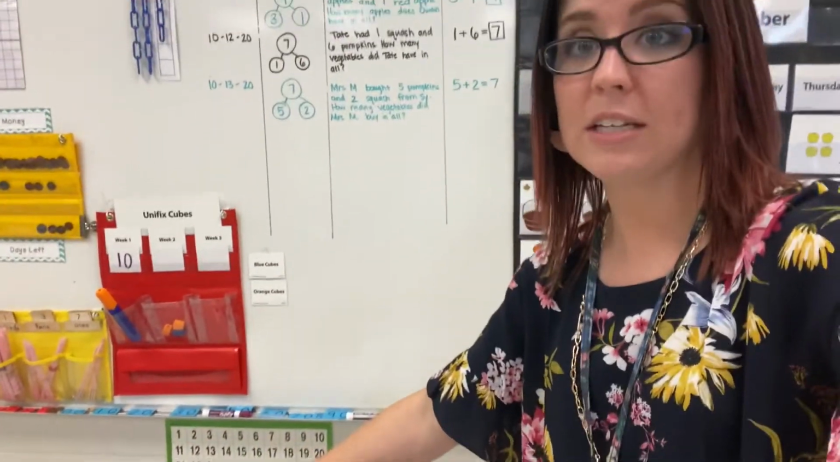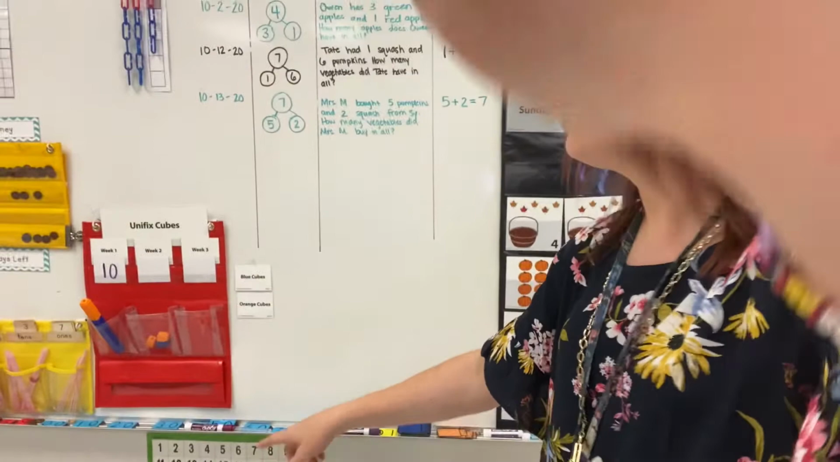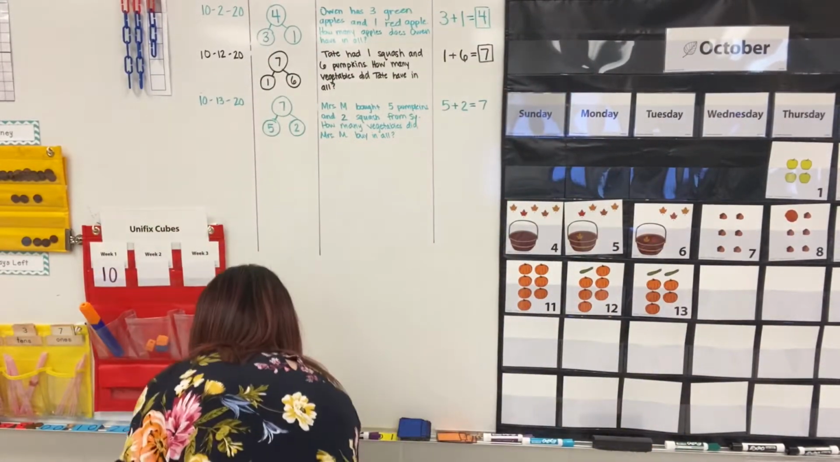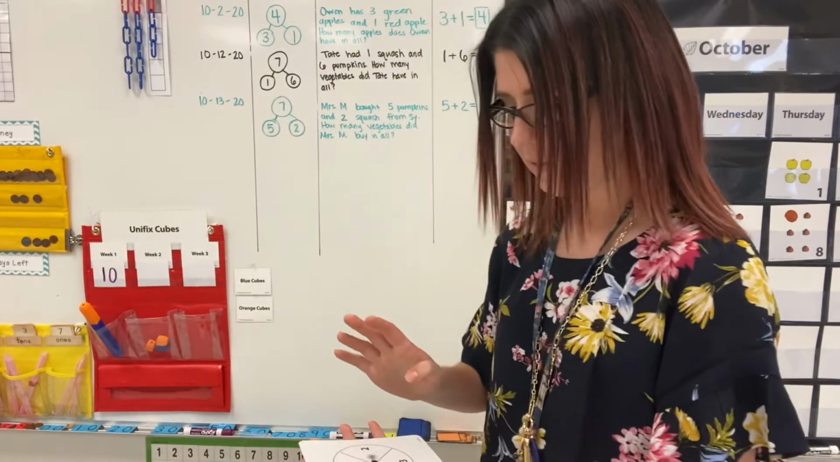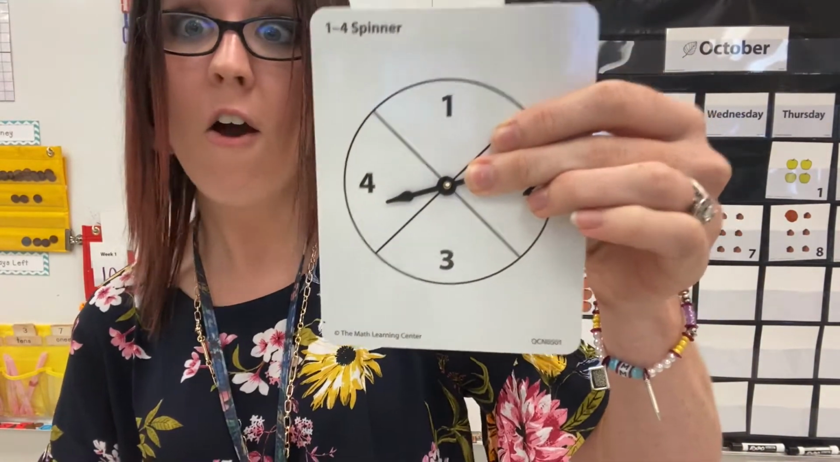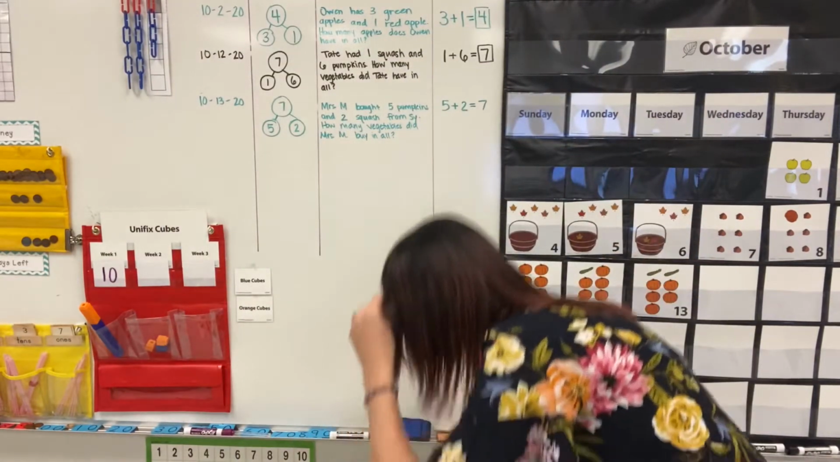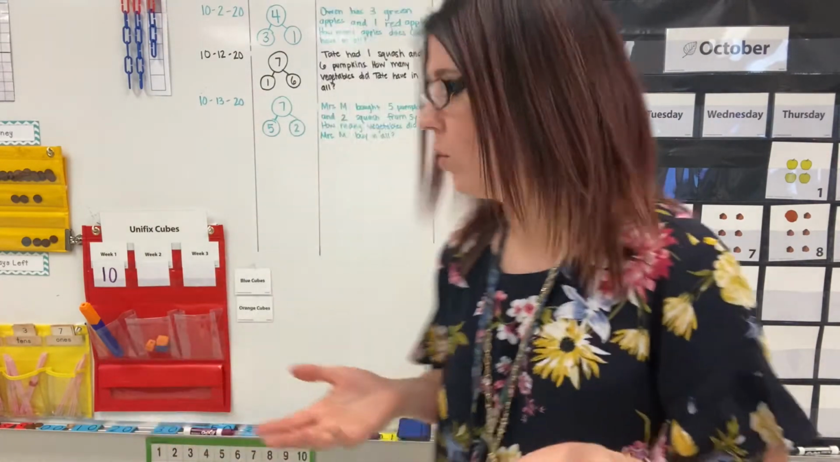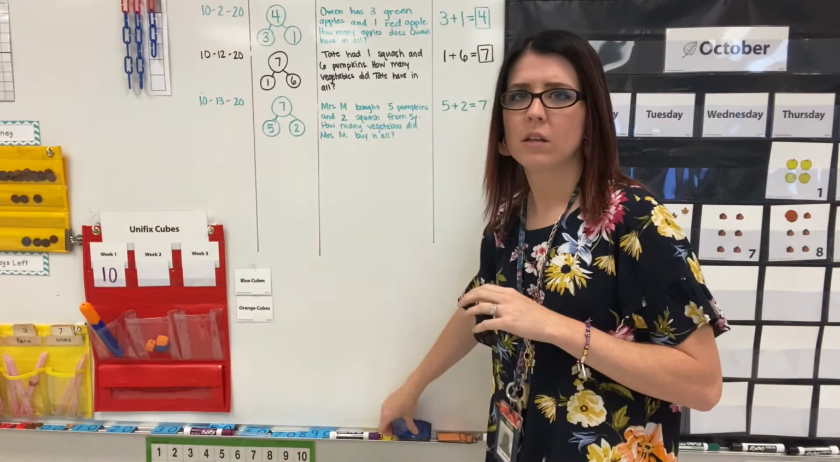Do you remember we're collecting cubes? We are collecting blue and orange cubes. So let me get my spinner and let's spin it. How many cubes do I get to get today? 4. Now let's think about this. If I get to get 4 cubes, what parts could that 4 be in? I'm going to get some orange and some blue. So what might I get?